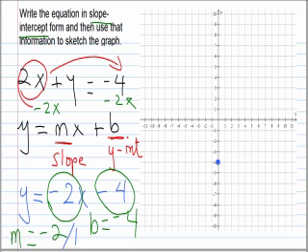We have a negative slope, meaning our line's going to be falling. So down 2, to the right 1, down 2, to the right 1, down 2, to the right 1. Now I'm going to sketch in my graph by connecting these points. And that is my graph. Y-intercept is -4. Slope is -2.